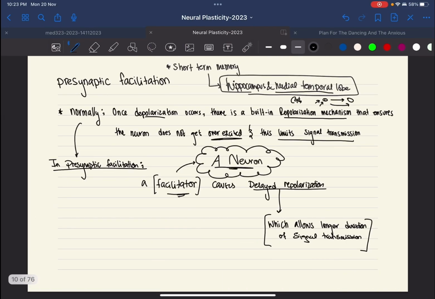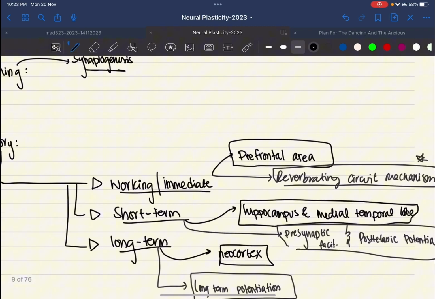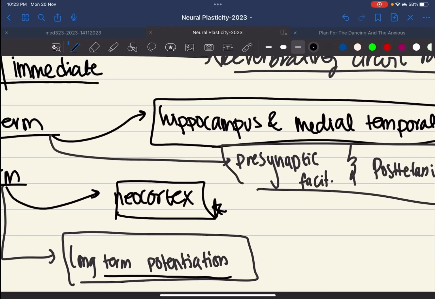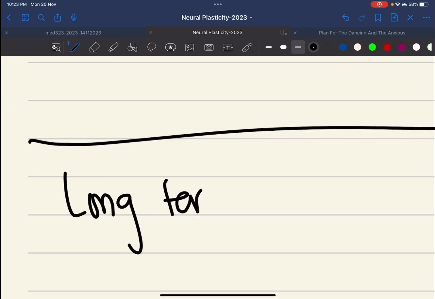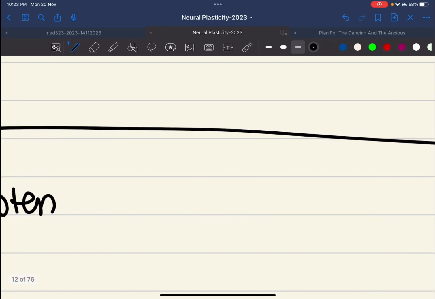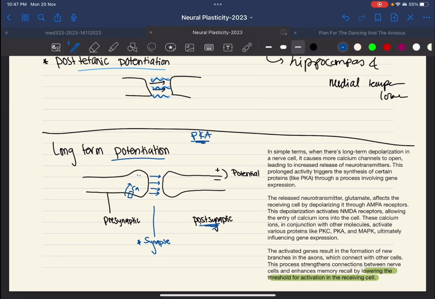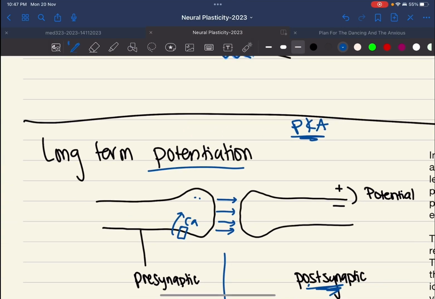So we just finished short-term memory, working immediate memory. Now we're moving on to long-term memory. So we know that long-term memory is stored in the neocortex and utilizes long-term potentiation. So what is long-term potentiation? Let's get into that right now. Long-term potentiation. Okay, so this is the last mechanism involved with memory, and it's involved with long-term memory. Again, long-term memory, where does it happen? In the neocortex. Just a little revision.